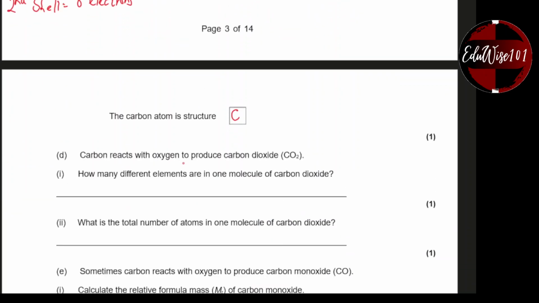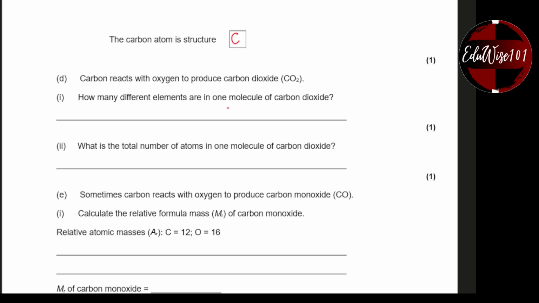Carbon reacts with oxygen to produce carbon dioxide, CO2. How many different elements are in one molecule of carbon dioxide? When they say element, they are referring to what are the different elements? We have carbon and the oxygen. So how many different elements? That's 2 different elements.